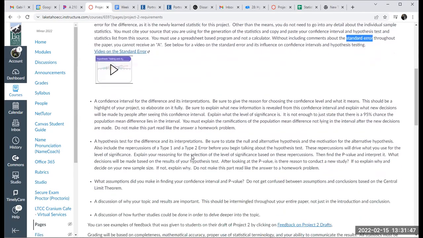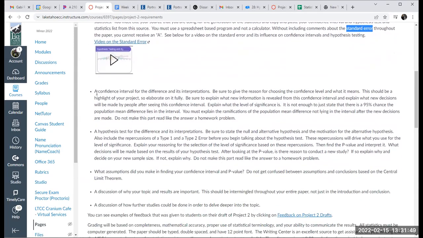But the main things are the confidence interval. So you're going to have to do a confidence interval. Unlike hypothesis testing, you can choose your level of confidence after you look at the different intervals. So what I recommend doing is looking at a 90%, a 95%, a 99%, state the pros and cons of the three, and then choose which one is the best for your project. And put all that in your paper.